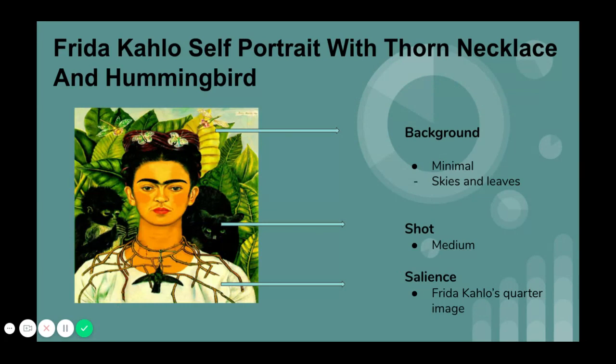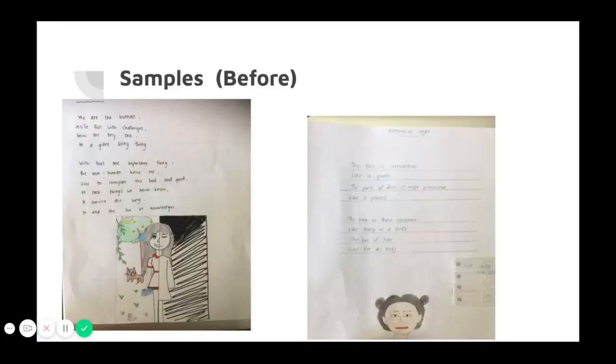The shot is a medium shot. You can actually see the whole thing clearly. It is not a long-distance shot, neither is it a close shot. And the salience here is Frida Kahlo's quarter image. The other elements of the visual are clearly in the background because Frida's image is more prevalent as compared to the rest.